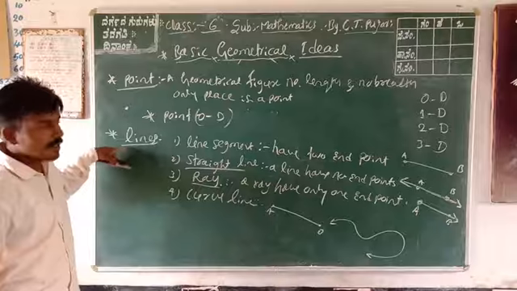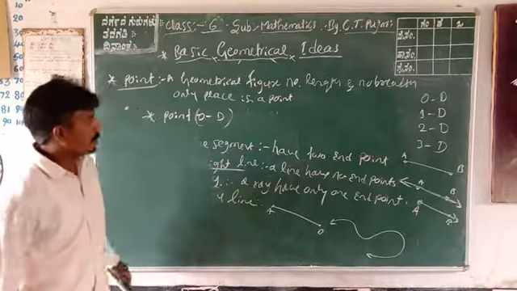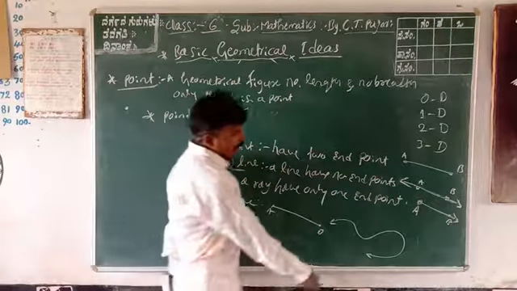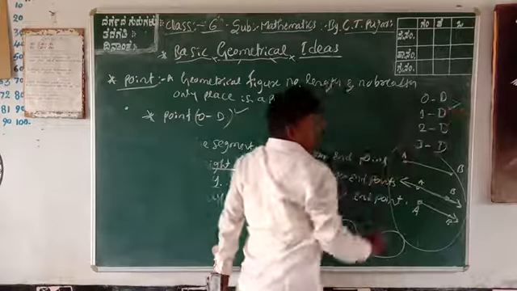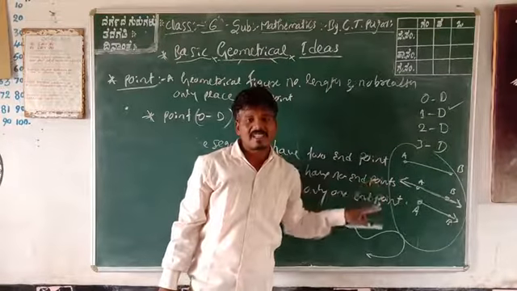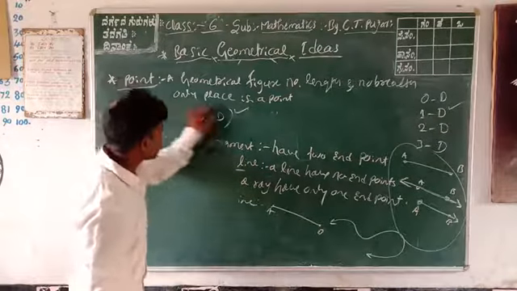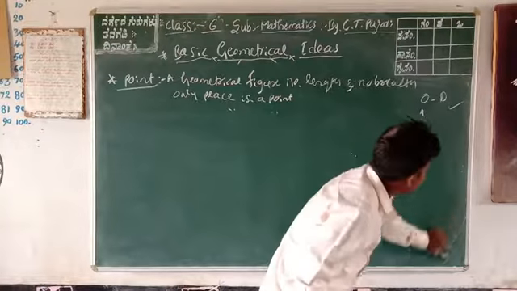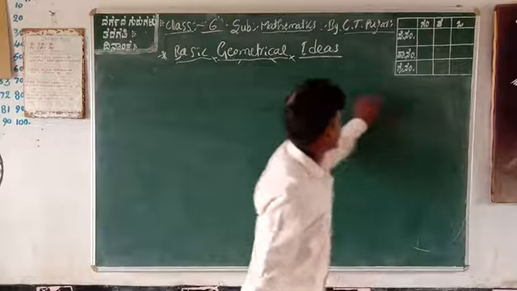Next, lines. In lines you also learn that a point is a zero dimensional figure. So all lines are one dimensional figures because only length is there. All lines have length, that is one dimensional. The next thing you learn about in lines: intersecting lines, parallel lines, and perpendicular lines.